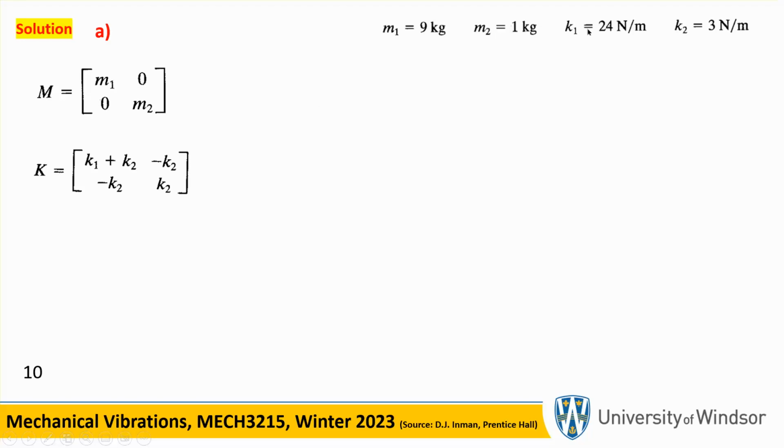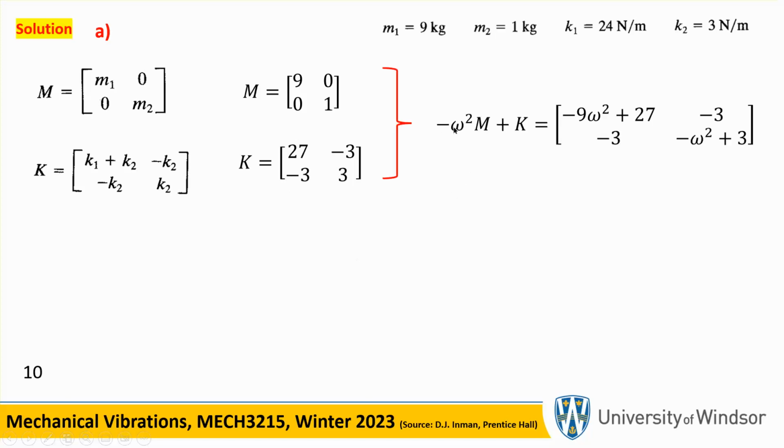Plug in M1 and M2, plug in K1 and K2. You get this. So what is that matrix? The characteristic matrix: minus omega squared M plus K. Now, let me remind you that if you thought this was equal to 0, they'll tell you that omega is the square root of k over m. Don't think about it like that, because k is a matrix divided by m, which is a matrix. You can't do stuff like that.